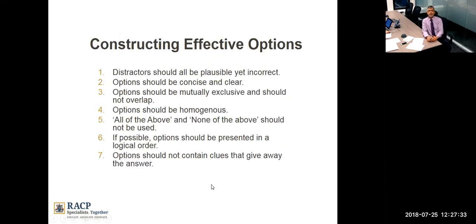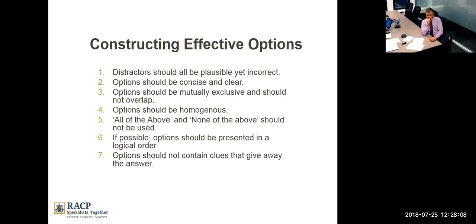Next question, please. On to talking about constructing effective options. Now, what I said before, distractors should be plausible yet incorrect. The options should be concise and clear. Again, we want to try and minimize irrelevant difficulty. What we want to do is also make sure that our options are mutually exclusive and shouldn't overlap, and they should be homogeneous. So remember the last question, we had a whole bunch of things that weren't homogeneous. So what we want to do is try and make sure that we're trying to assess the same things.